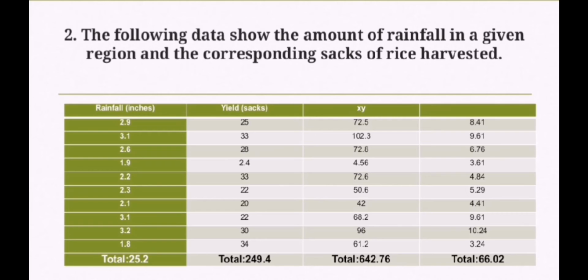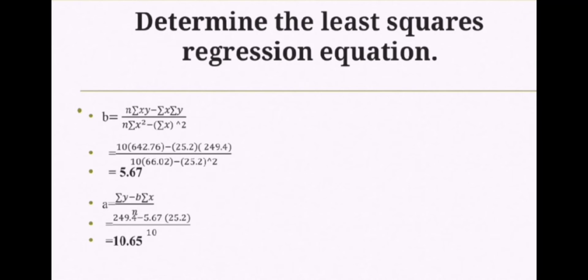Number 2. The following data show the amount of rainfall in a given region and the corresponding sacks of rice harvested. Determine the least squares regression equation. For the b equals n summation of xy minus summation of x times summation of y divided by n summation of x squared minus summation of x squared. For the a equals summation of y minus b times summation of x divided by n.